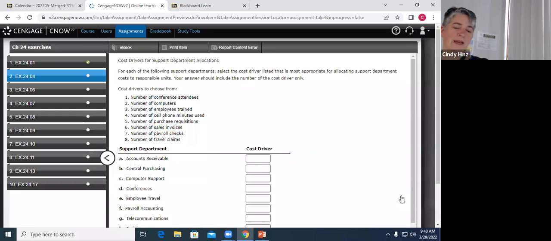So what we're doing in this next exercise is not really anything new based on what we have talked about even within the last several chapters about support department allocations. And so in the last few chapters, we talked about different methods of allocating support department costs, the direct method, the step down method or sequential method, and then the reciprocal method, which was the extra credit for the last exam.